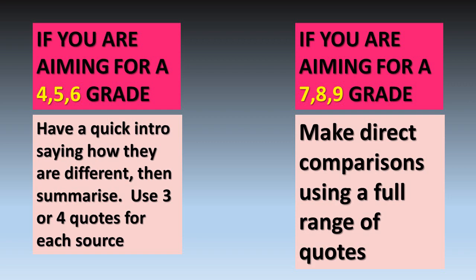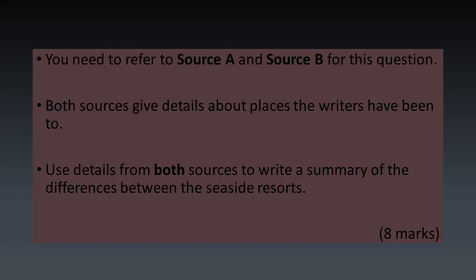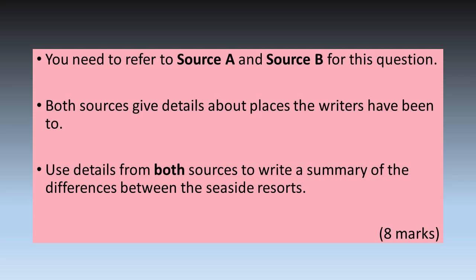as possible. If you're aiming for a 7, 8, 9 grade, you want to make some direct comparisons using a full range of quotes. So you're still aiming for 7 or 8 quotes, but when you're using a reference from source A, you're going to then see if you can make a direct comparison to how it's different in source B. So slightly different ways of approaching it, and that's what you need to do for this question. But you do need to be using a range of quotes, finding those key things in the text. So you get about 10, 12 minutes for this question.